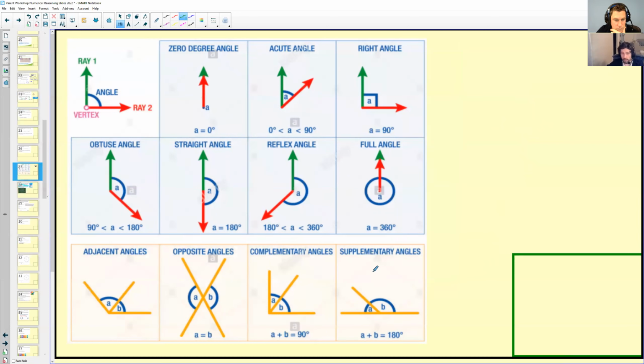Just a few rules to make sure you're aware of. And again, so here you have your obtuse, your straight, your reflex angle, your full angle, knowing between 90 and 180, between 180 and 360, knowing your answers accordingly, making sure you've got those definitions down.